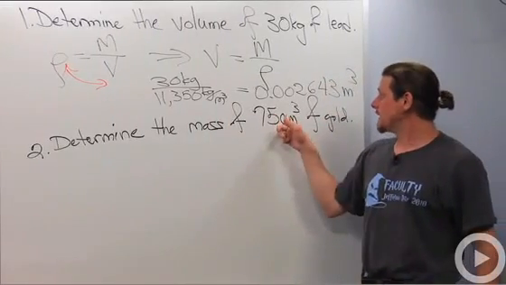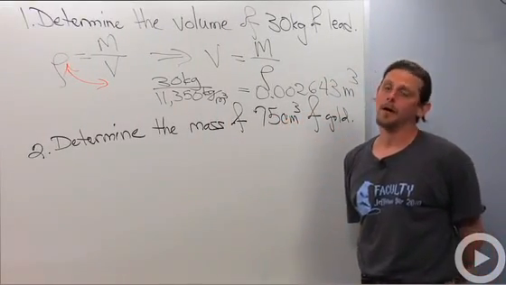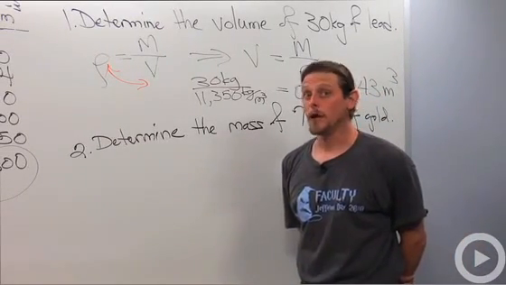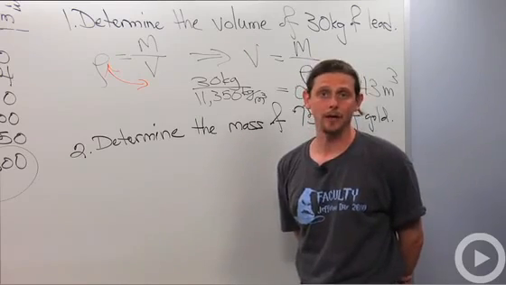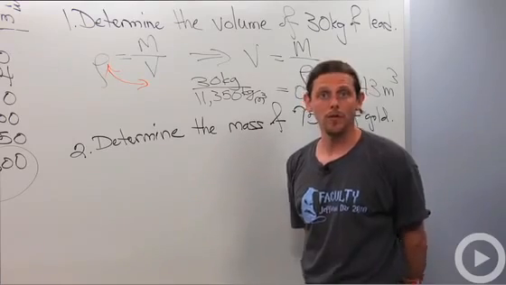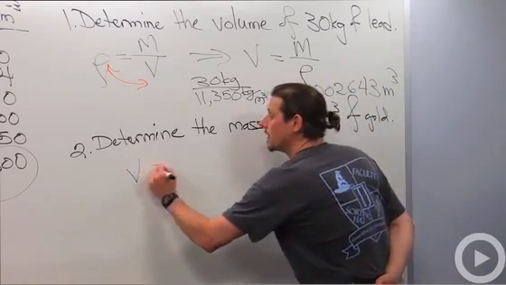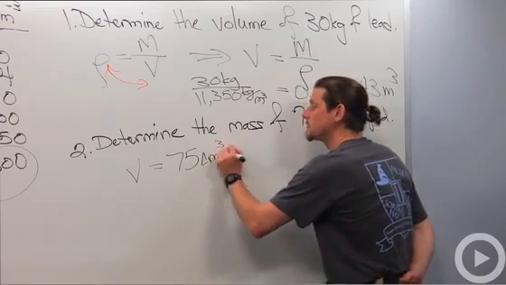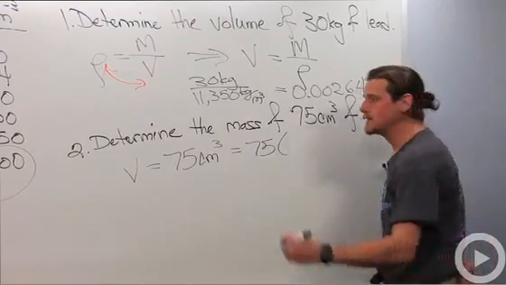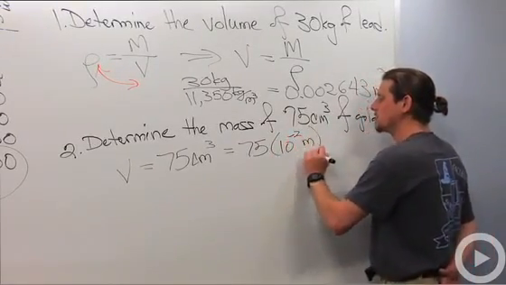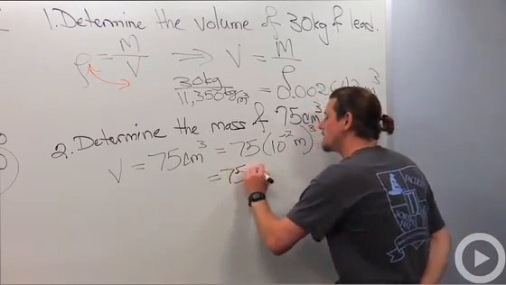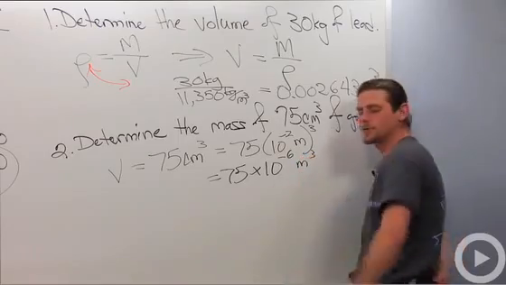Let's determine the mass of 75 cubic centimeters of gold. All right, this problem's trying to be tricky because it gave us a volume in cubic centimeters, which is not an SI unit. So as good physicists, we have to begin by changing that volume into the SI system. So we've got volume equals 75 cubic centimeters. I want this in cubic meters. Well, a centimeter is 10 to the minus 2 meters, and I'm cubing that. So this gives me 75 times 10 to the minus 6 cubic meters.